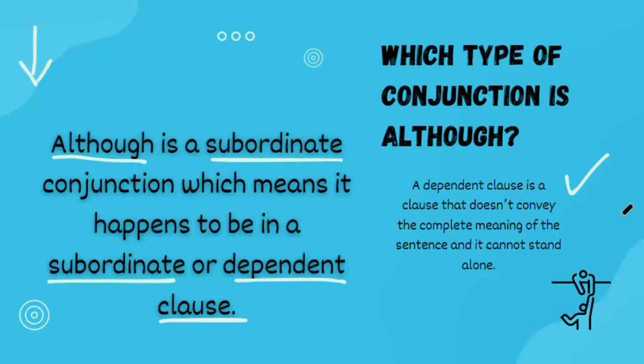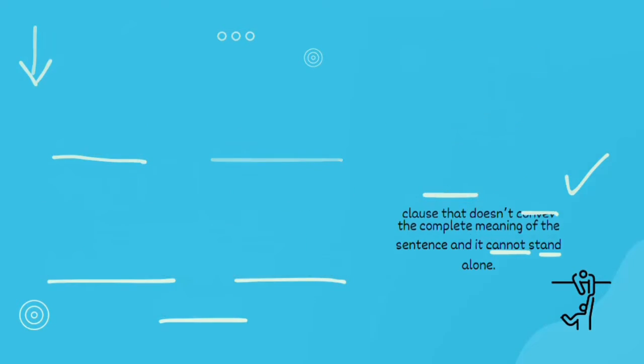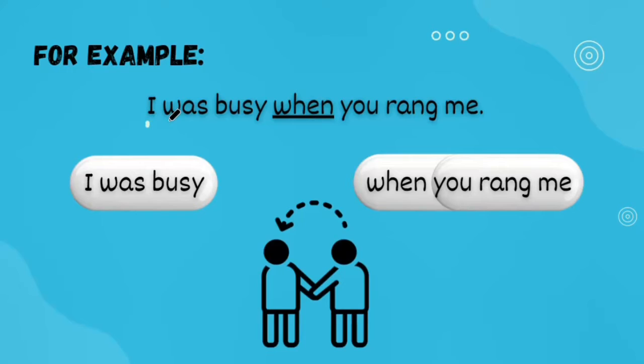Let's see what subordinate clauses are. A subordinate or dependent clause is a clause that doesn't convey the complete meaning of the sentence, and it cannot stand alone too. For example, I was busy when you rang me. Okay, I was busy when you rang me. I was busy when you called me. In this sentence, if I break this sentence into two parts, I get this part, I was busy, and the second part is when you rang me.